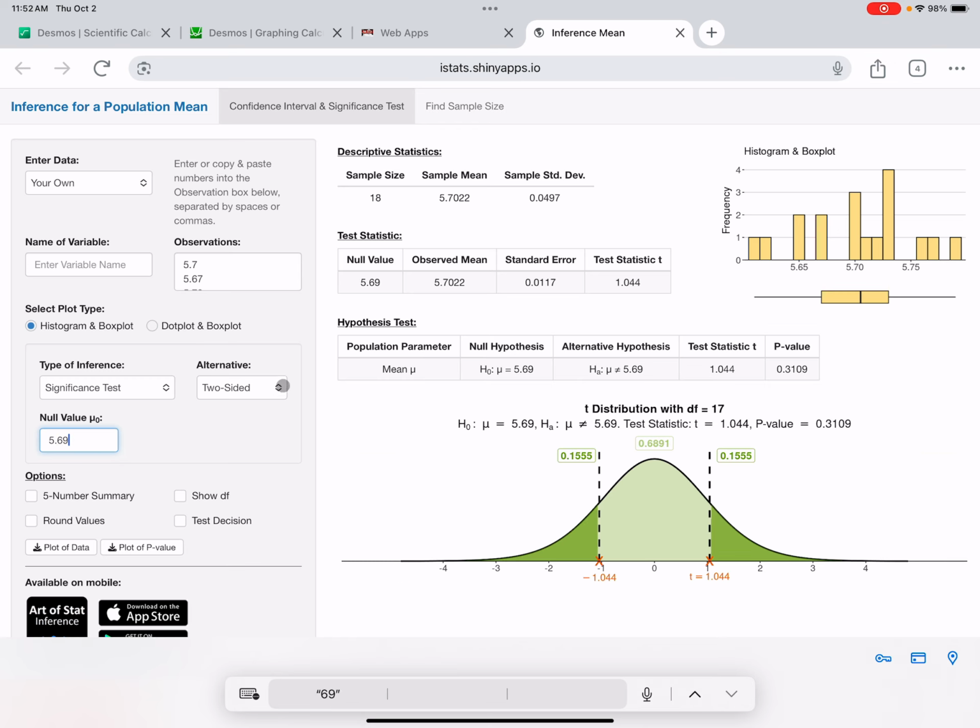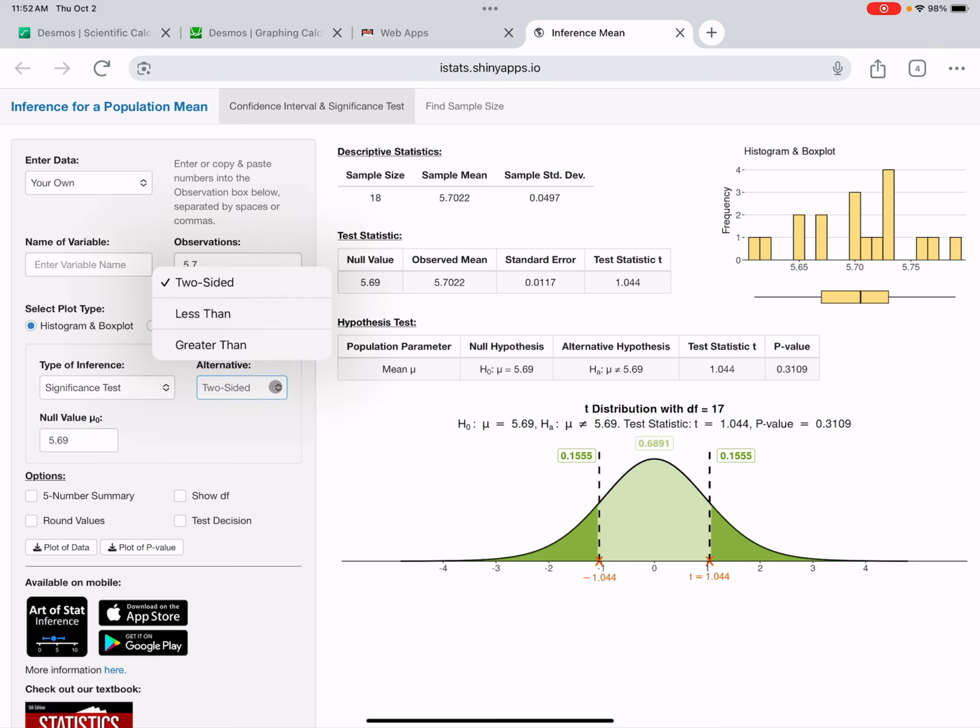And we wanted to test to see if our state quarters were heavier, so we want a greater than sign. We want to see if mu is greater than 5.69. And there's our p-value, 0.1555. So our sample mean is about 5.70, and our p-value is 0.1555. Let's write those down.